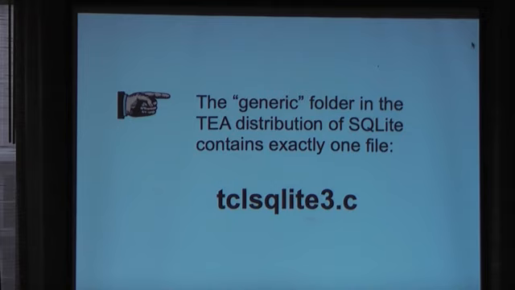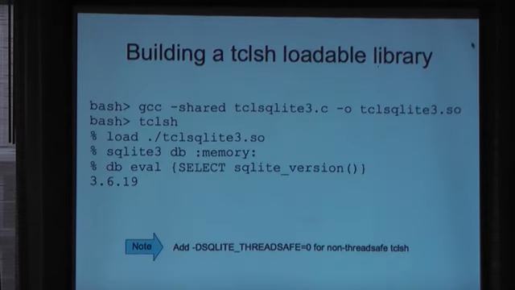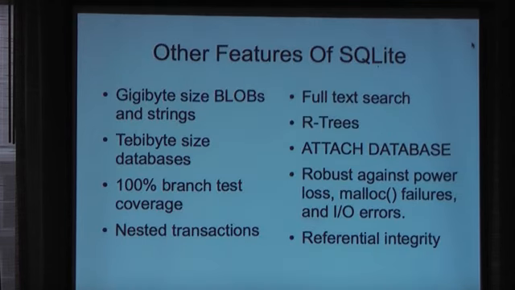We get terabyte-sized databases, and 100% branch test coverage makes it very reliable. We've got nested transactions, full-text search, and R-Tree search for geospatial type problems. The attach command is an extension to SQL that allows you to have multiple database files open at the same time and to do joins across multiple databases as if they were a single database. It's robust against power failures, memory failures, and I/O errors. You've got referential integrity checking, which is brand new, and that includes deferred constraint checking, cascading deletes, the whole bit.